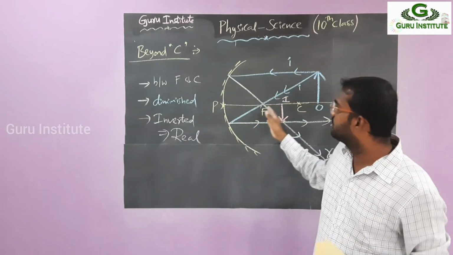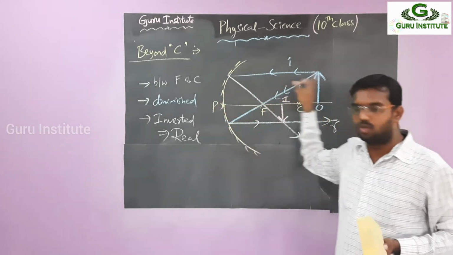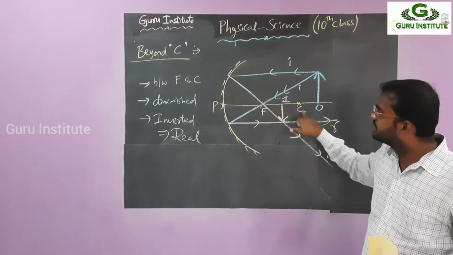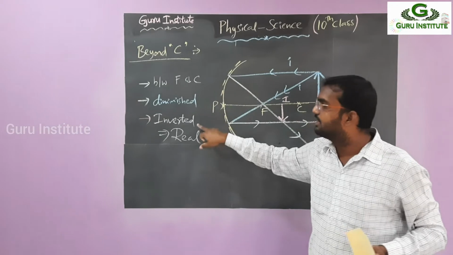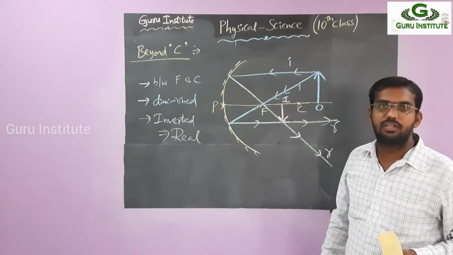So seeing this picture, what is the draw? It is a smaller one. So that's why it is diminished compared to the object. And it is placed between F and C. That's why F and C. And it is an inverted one.